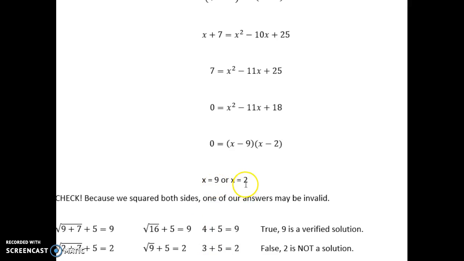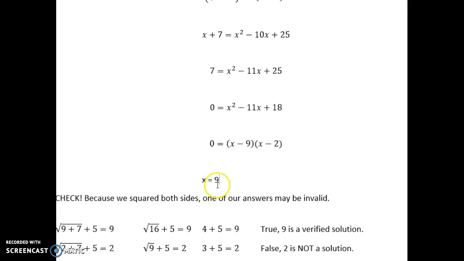Now let's plug a 2 in. You plug a 2 in here. 2 plus 7 is 9. The positive square root of 9 is the number 3. 3 plus 5 is not equal to 2. So this is a false solution. You would not want to include 2 as one of your solutions.